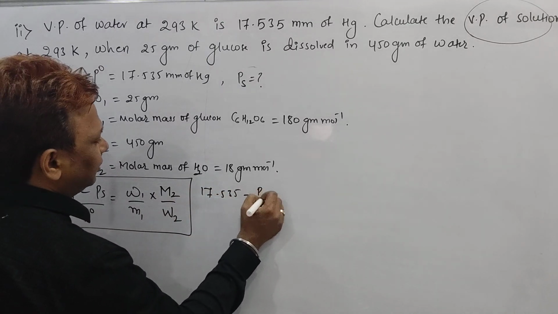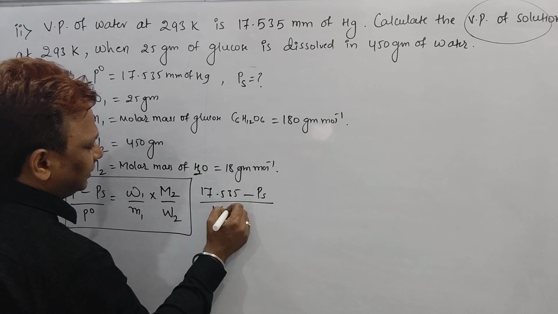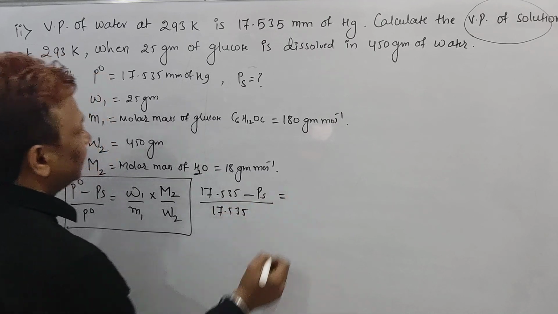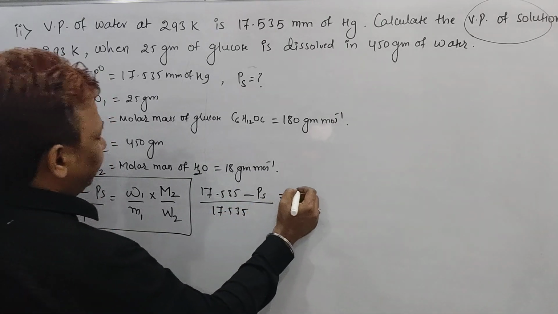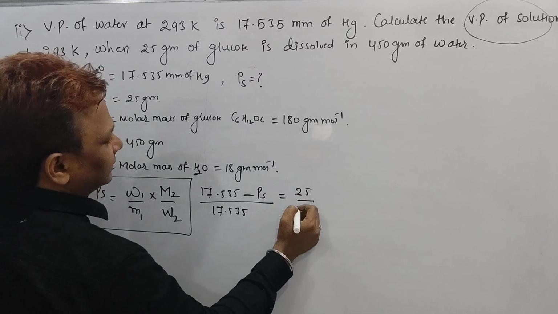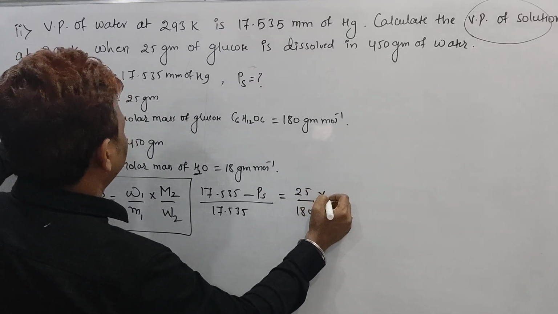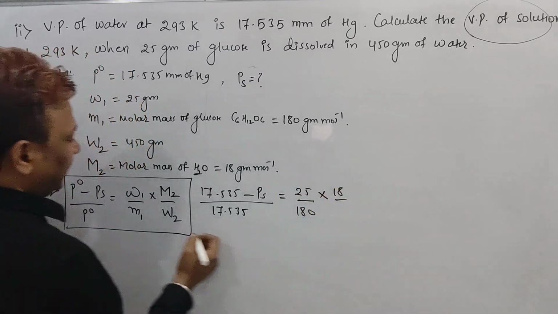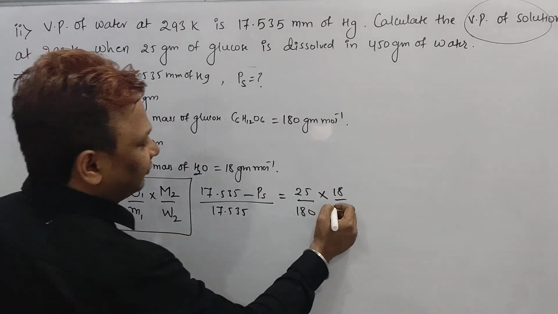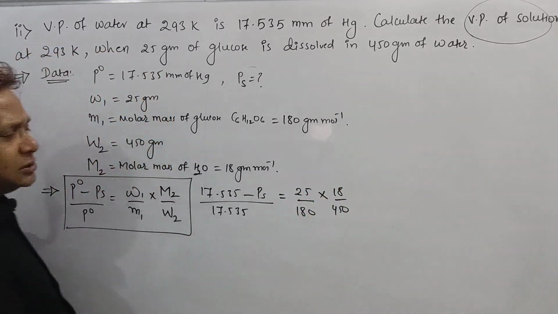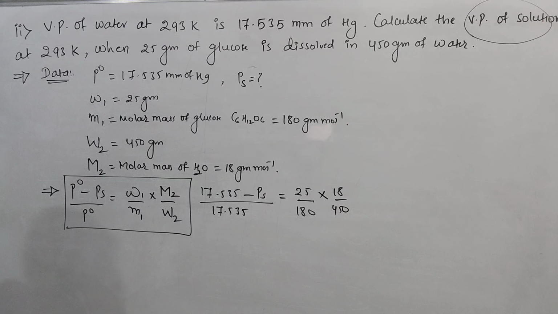(17.535 − PS) by 17.535, but W1 25, M1 that is 180, into M2 that is 18 by W2 that is 450. Right, but solve this one and get the answer of PS. If you want to solve, we can solve in a simple way: 25, 18, 180 and 450.